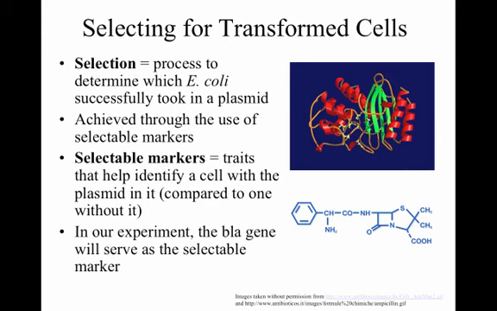Now, in our experiment, we're going to use that BLA gene as our selectable marker. Think about why for a second. What does the BLA gene code for? So take a minute, talk to your neighbor about why. Why would the presence of the BLA gene allow us to figure out who got the plasmid and who didn't?